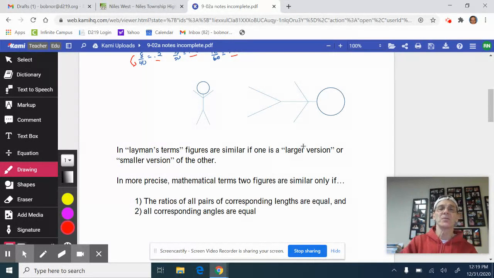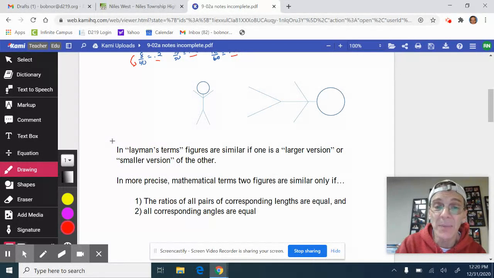But before we get on to solving some problems, here's some notes about the meaning of similarity in a geometric context. In layman's terms, we might say figures are similar if one's a larger version or a smaller version of the other. Kind of like what you do with your phone. When you enlarge or shrink pictures, you always get similar versions of the original picture, right? You don't skew the picture by making it tall without making it wider at the same time, right?